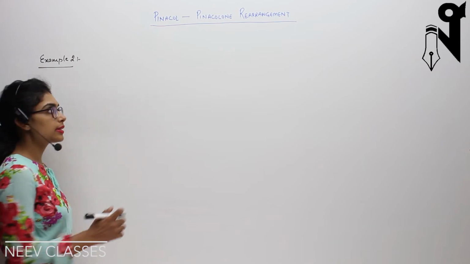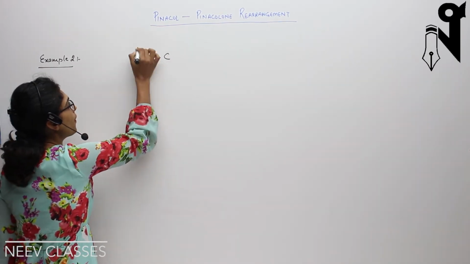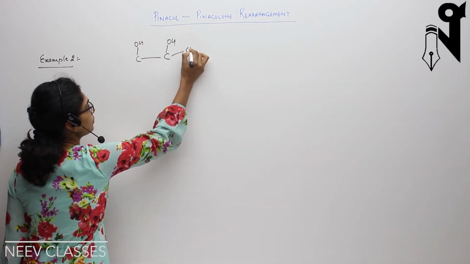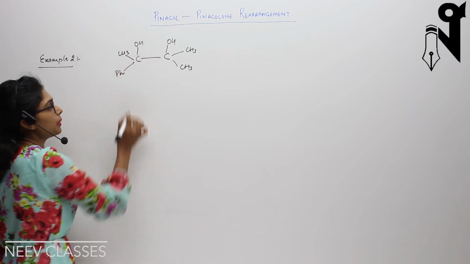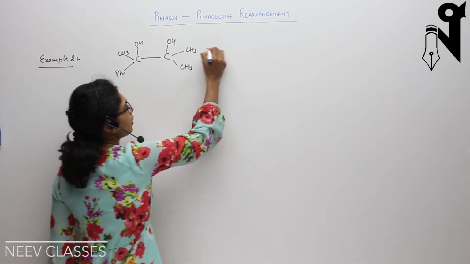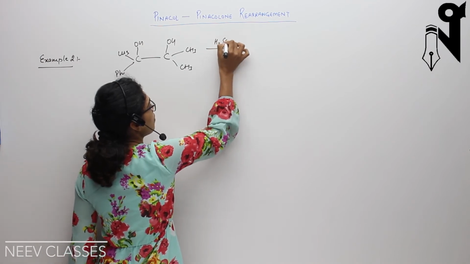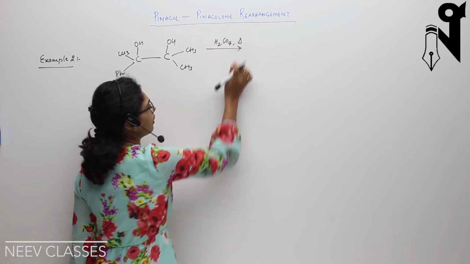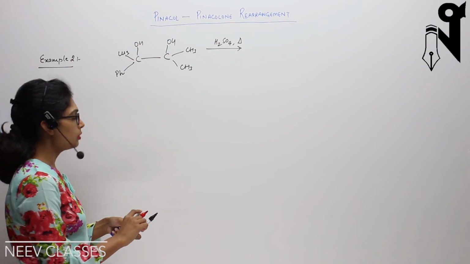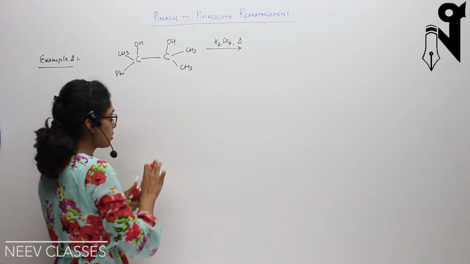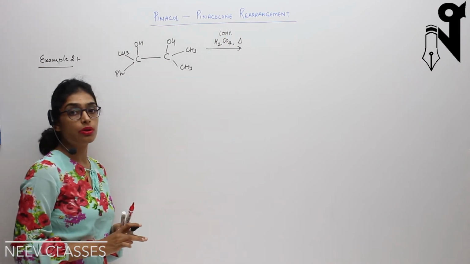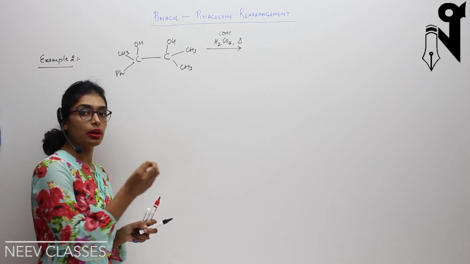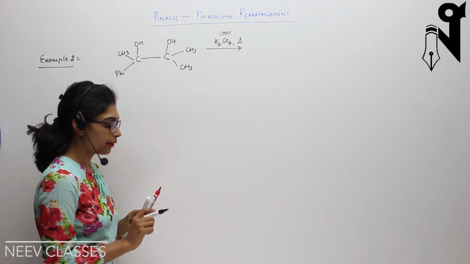Now let's see the next example. Let's say I have this diol. Instead of both the CH3s, I have put a benzene ring over here. Now if I react it with H2SO4, and heat is required for elimination, make sure this is concentrated H2SO4. You are not taking dilute one, because the job of dilute H2SO4 is to hydrate the molecule, not dehydrate.